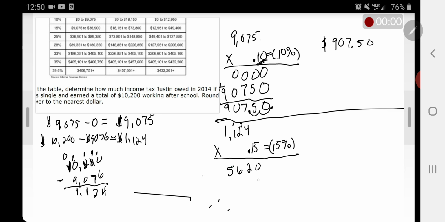Moving on to the next number, we need to add a placeholder, so put a 0 down. 1 times 4 is 4. 1 times 2 is 2. 1 times 1 is 1. And 1 times 1 is 1.